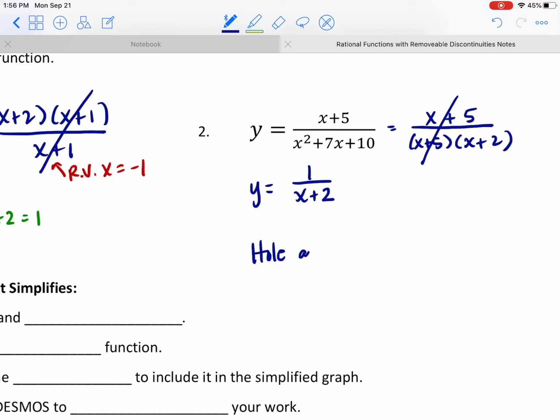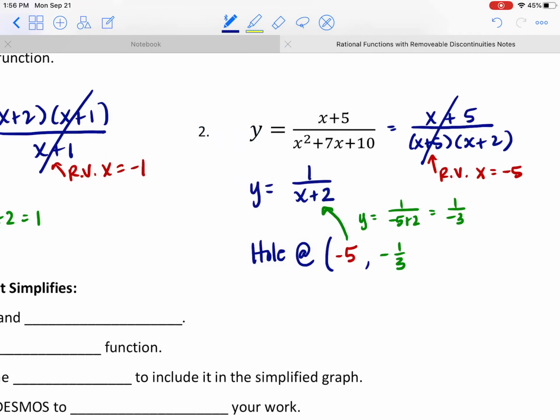So let's find the coordinates of the hole. The x value is the restriction that got canceled. The restricted value that got canceled out was -5, so -5 is the x value in the coordinates of the hole. To find the y value, it's a point on the new graph, so I need to plug my x value into the simplified function. So y is going to equal 1 over -5 plus 2. That's 1 over -3, or -1/3. So -1/3 is the y value in the coordinates for that hole.